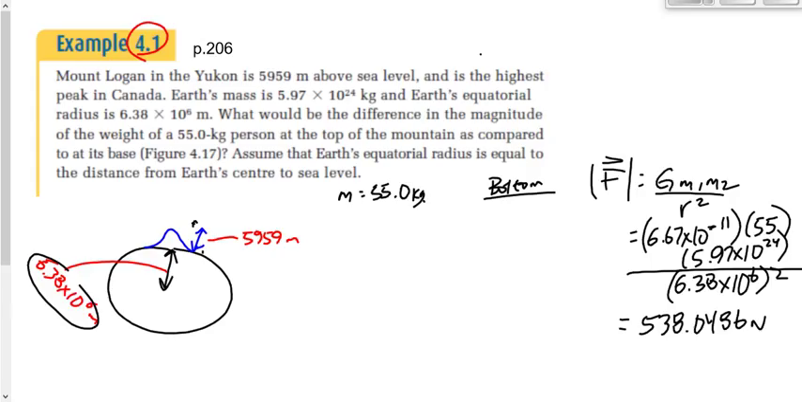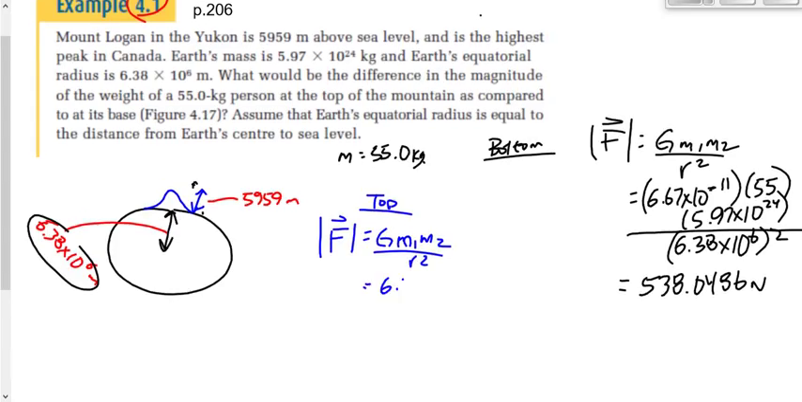Now, would you expect that person's weight to be higher or lower at the top of Mount Logan? It's going to be lower. Gravity is going to be ever so slightly smaller at the top of Mount Logan, therefore the weight will be ever so slightly less. Let's calculate that value now at the top of Mount Logan. We're going to say G m1 m2 over r squared again. Sub our numbers in here. G is still 6.67 times 10 to the minus 11. M1 is still 55. M2 is still the mass of the Earth, 5.97 times 10 to the 24 kilograms. What's R going to be, though?